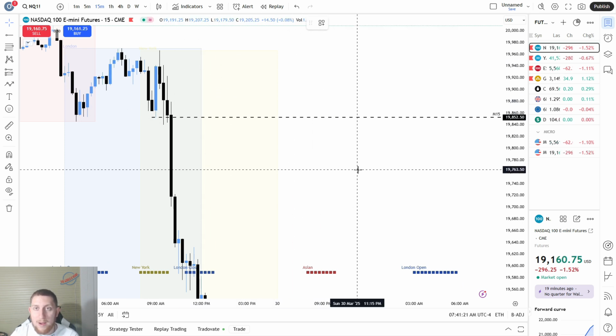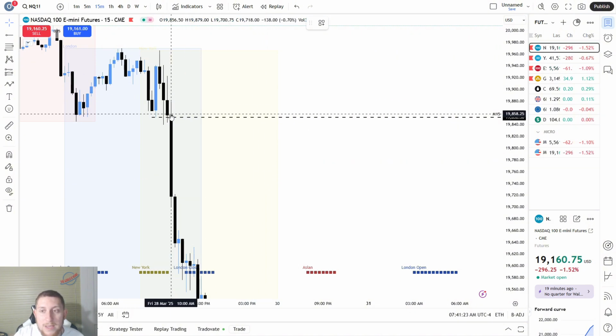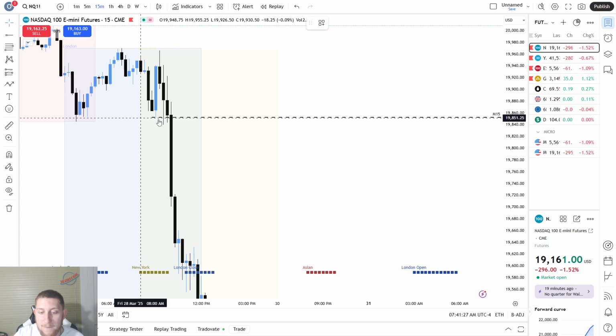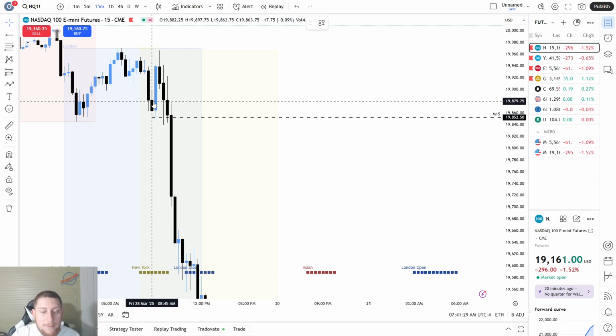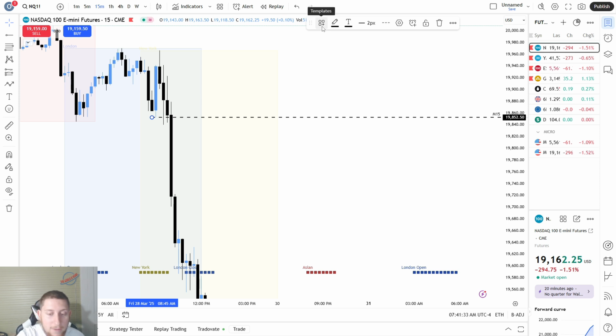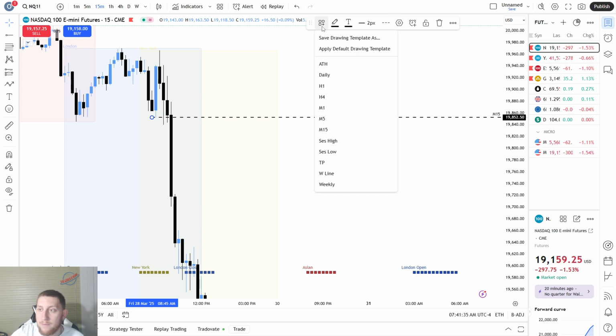Now, remember how I said multiple time frames in confluence? Notice how we are on the M15 time frame, and I went ahead and marked M15 right here because this is a level of supply on the M15 time frame. And I highly recommend, if you're going to do it the way I do it, to have templates right here.